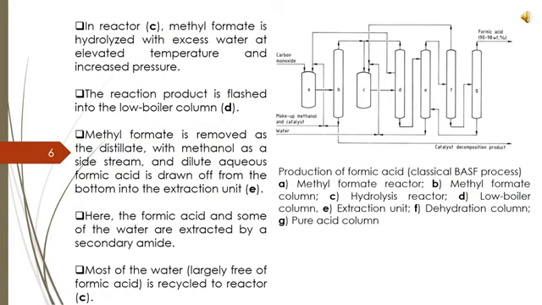What is the reaction product of methyl formate hydrolysis? Of course, that will be formic acid and methanol. So methyl formate is removed as the distillate with methanol as a side stream, and dilute aqueous formic acid is drawn off from the bottom into the extraction unit. Now E is labeled as the extraction unit. We have unreacted methyl formate, methanol as a product, formic acid as the product, and excess water over here.